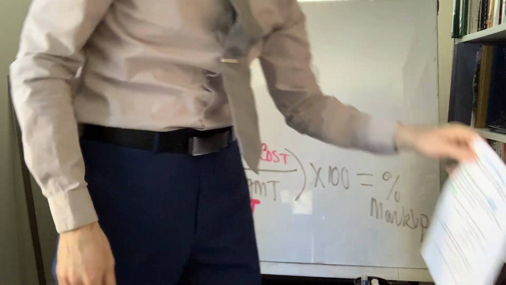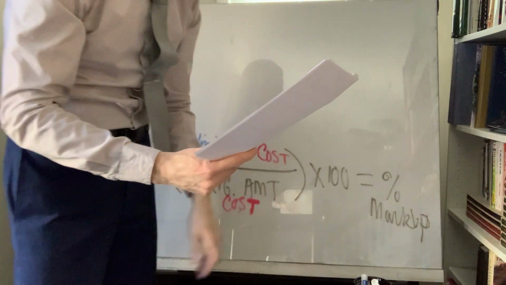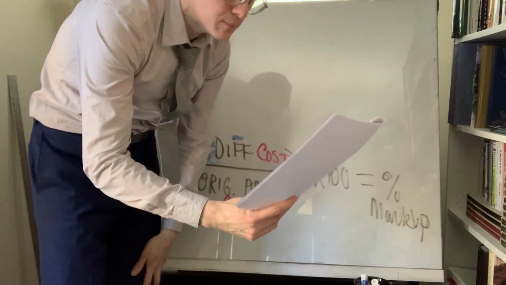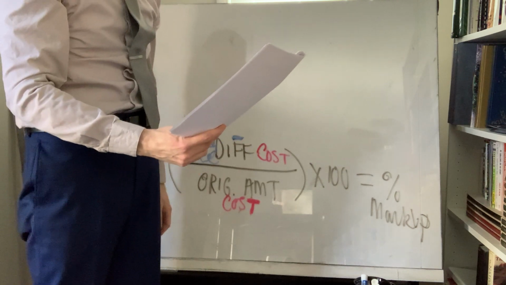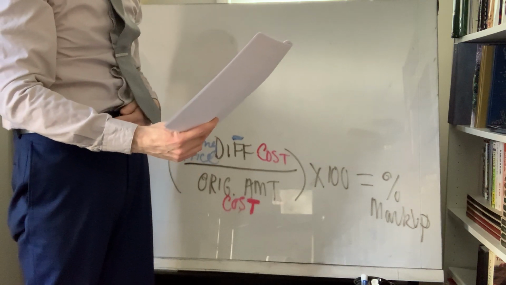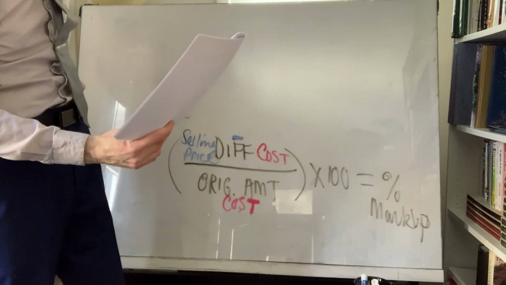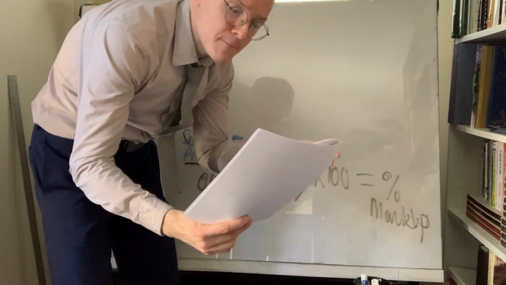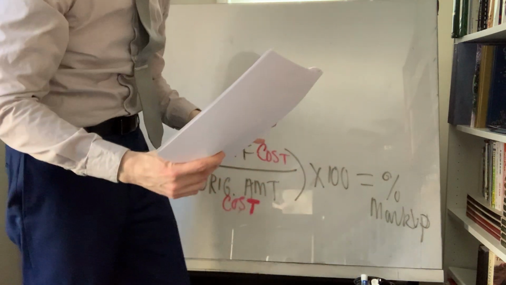As to the specifics of the problem, I'm going to read this. Haldren hardware stores pay $48.76 for glass fireplace screens. That's an interesting item. They regularly sell them for $79.88. At a sale, they sell them for $69.99. Determine A, the percent of markup compared to the regular price, and then part B, the percent of markup on the sale price compared to that different number. So you're going to do the calculation twice is the bottom line.